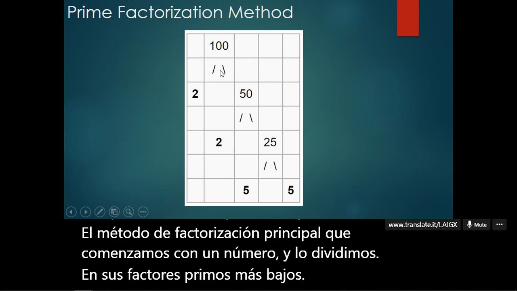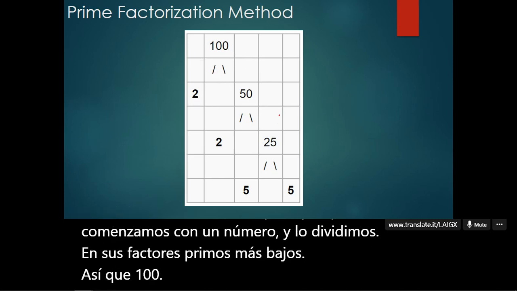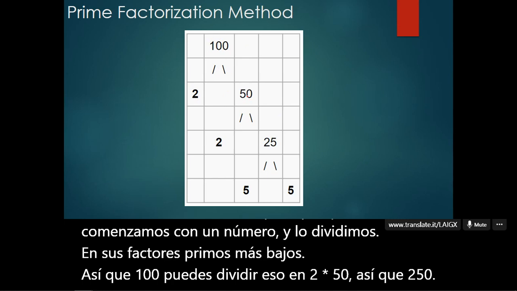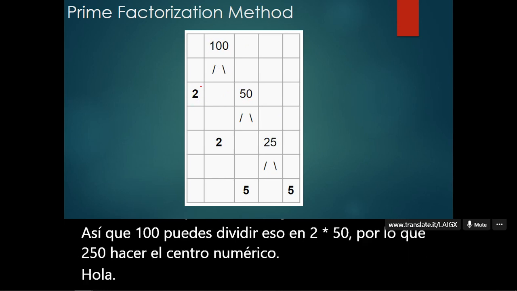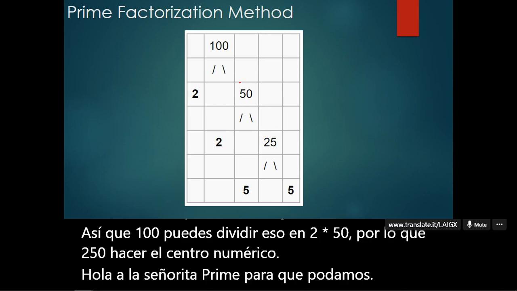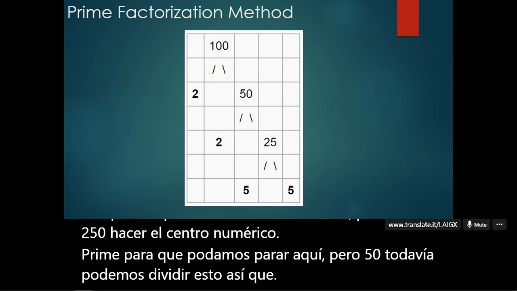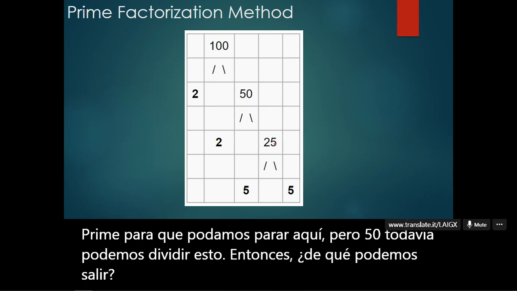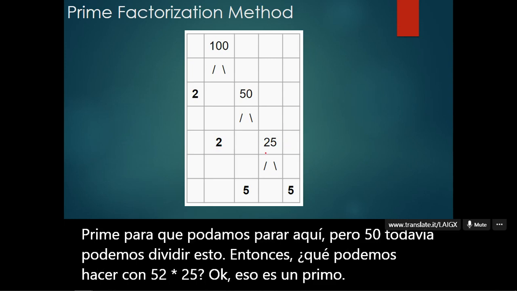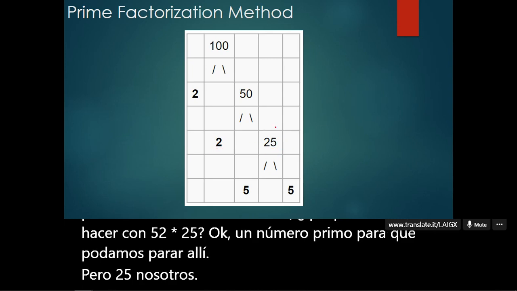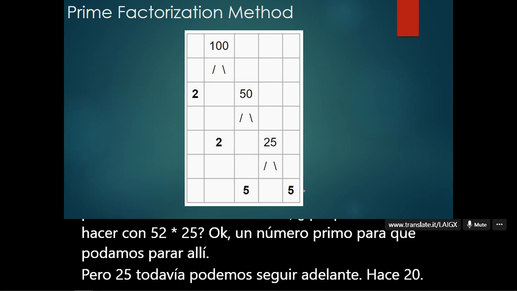So 100, we can split that into 2 times 50. So 2 and 50 make the number above. All right, 2 is prime, so we can stop here. But 50, we can still split this up. So what can we make out of 50? 2 times 25, okay? And that's a prime number, so we can stop there. But 25, we can still keep going. What makes up 25? 5 and 5, okay?